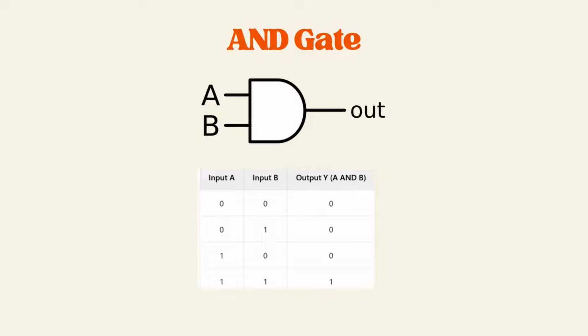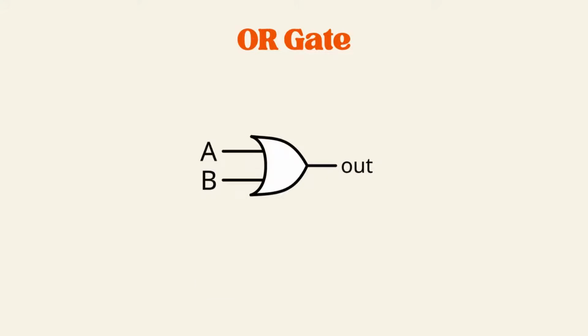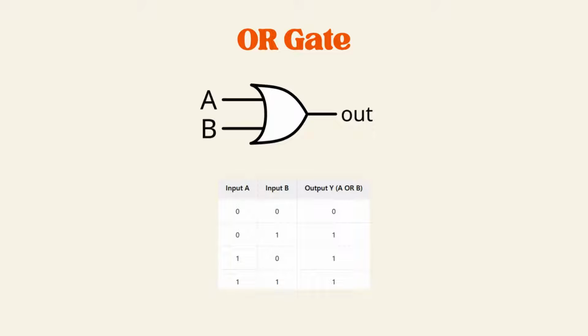It's like needing both a key and an access card to go out. You can only open the door if you have both. Missing one won't work. Or gate. Composed of 2 transistors in parallel, its logic rule is more flexible. The output is high voltage if at least one of the 2 inputs is high voltage. The output is only low voltage if both inputs are low voltage.